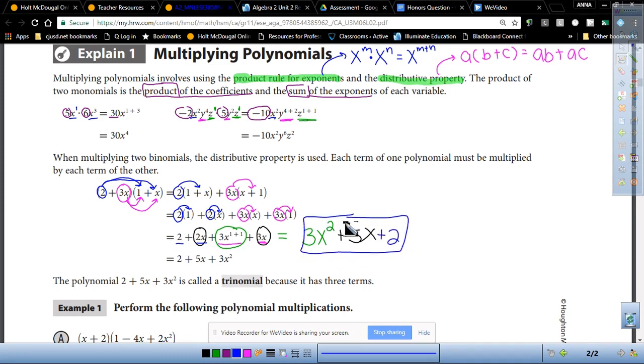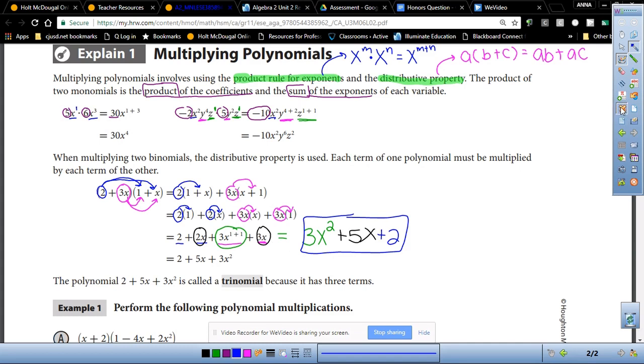So notice in this situation, the only like terms were the x's. This is called a trinomial because there are 3 terms. So if there are 2 terms, we call it a binomial. If there are 3 terms, it's a trinomial. If it's anything bigger than 3 terms, we'll just use the generic term polynomial.